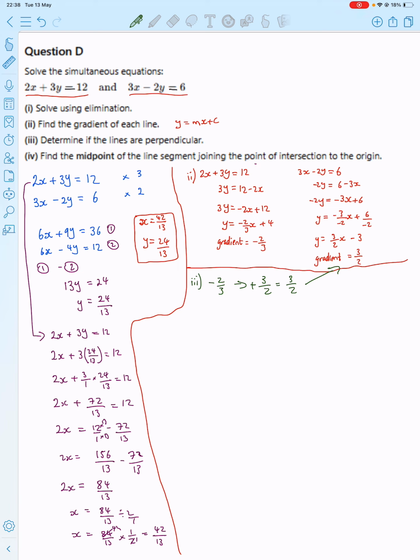Therefore, they are perpendicular. Another way you can check, if you already know the gradients, is to multiply them; their product should be -1. So in this case, we get -6/6, which equals -1. Another way of saying that they are perpendicular. Okay, so they are perpendicular. Happy times.